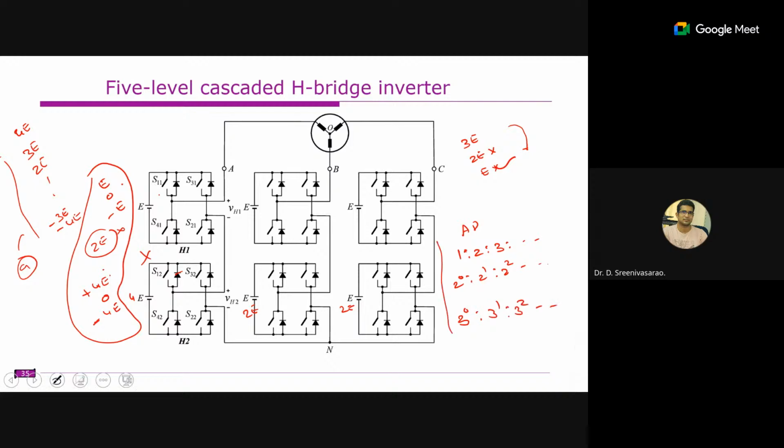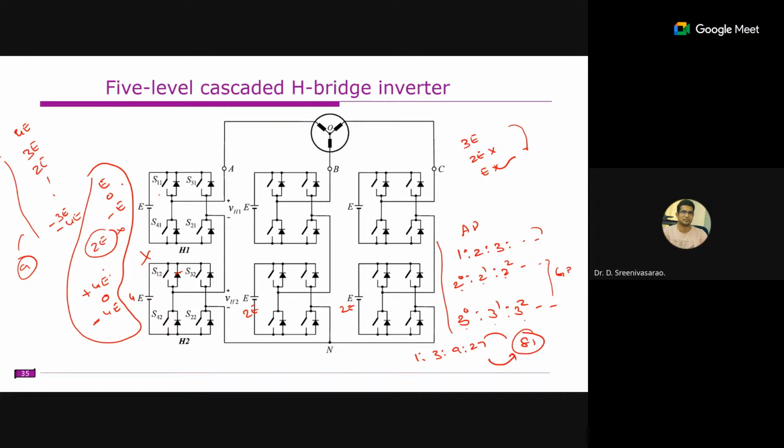So this is an arithmetic progression. These are the geometric progressions with the binary and the trinary coefficients. So this is 1 is to 2 is to 3, this is 1 is to 2 is to 4, this is 1 is to 3 is to 9 is to 27, likewise. If it is 1 is to 3 is to 9 is to 27, you can get 81 levels in the voltage.